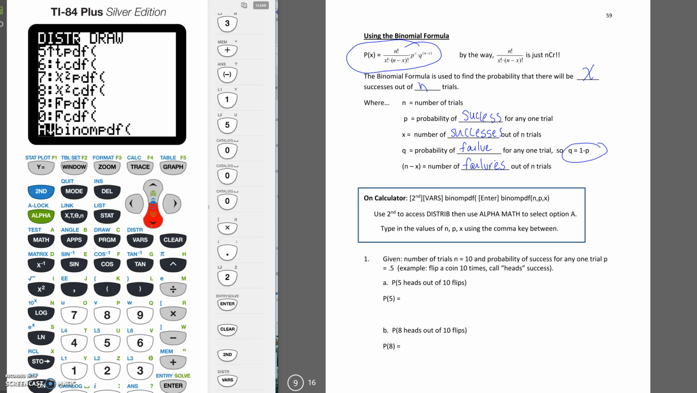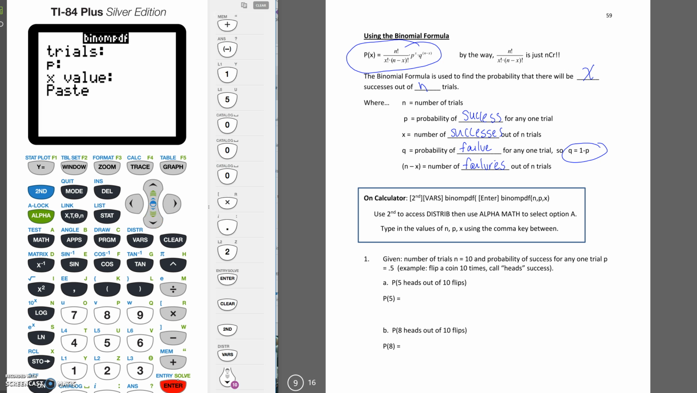Then you'll put in the N, so hit enter. Yours might bring up a menu like this where trials is your N value, then you'll put your probability, your P value, and then your X value. If it doesn't come up with that little menu, it'll just bring up the word binompdf and a parenthesis. You'll put the N value, comma, then the P value, then the X. I always tell students to remember it's in alphabetical order, and make sure you put it in that order with the commas.